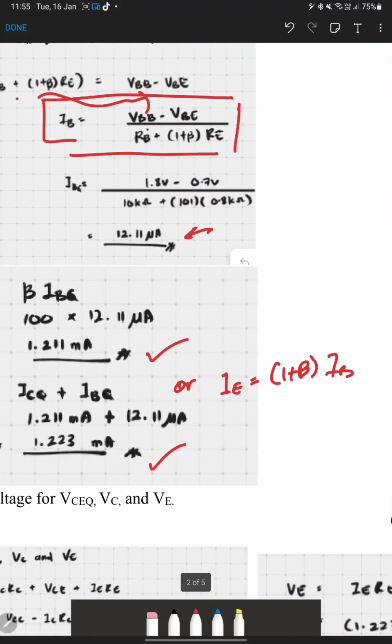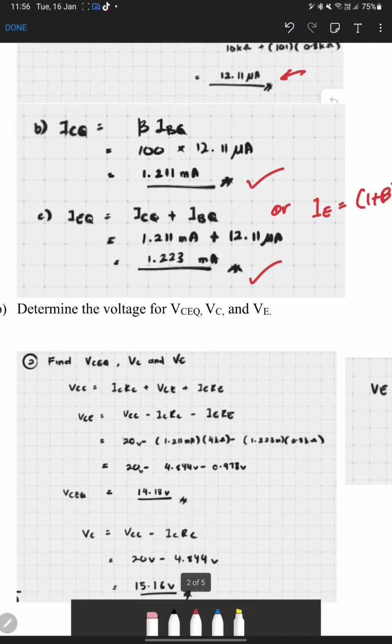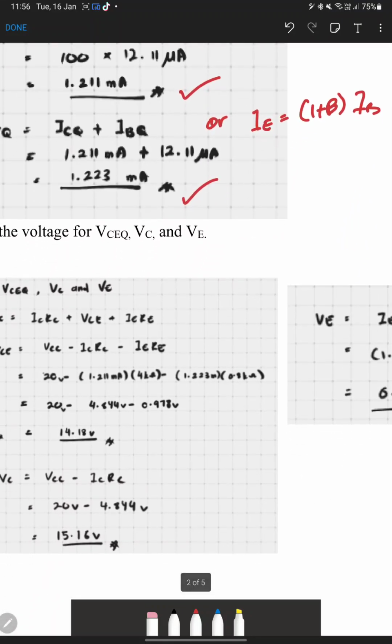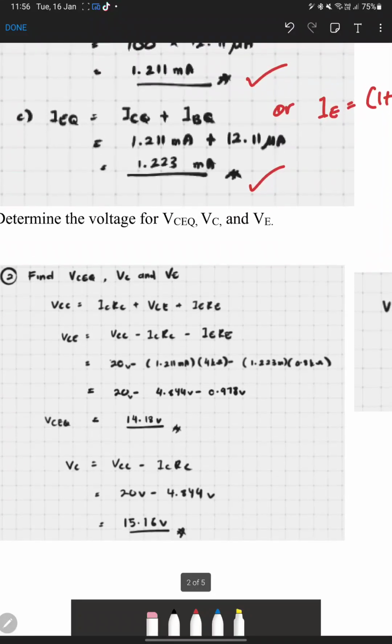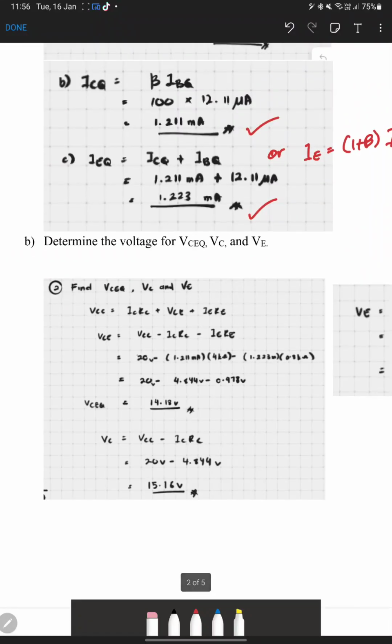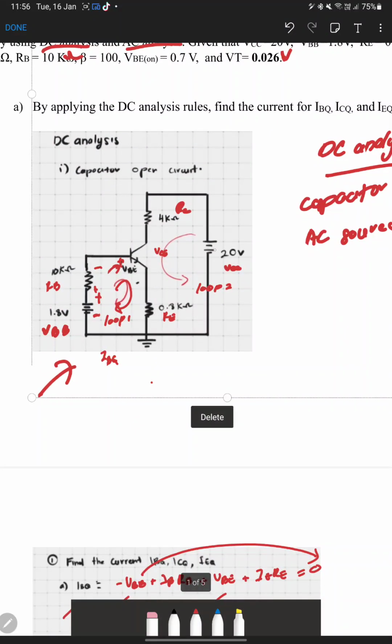Then the second question asks us to find the VCEQ, VC, and VE. Actually, VCEQ or VCE, they are equal. So to find the VCE, we need to apply the second loop, which is the loop from the collector to emitter. This second loop. Yep.